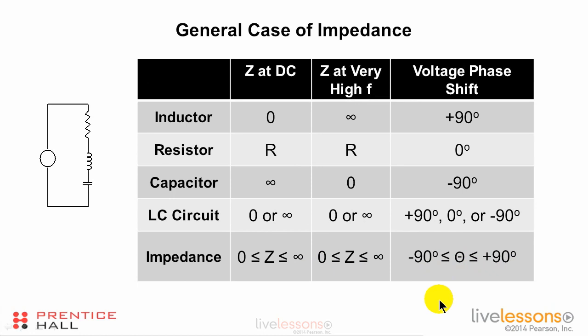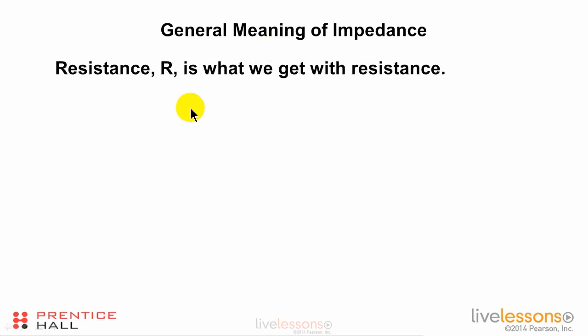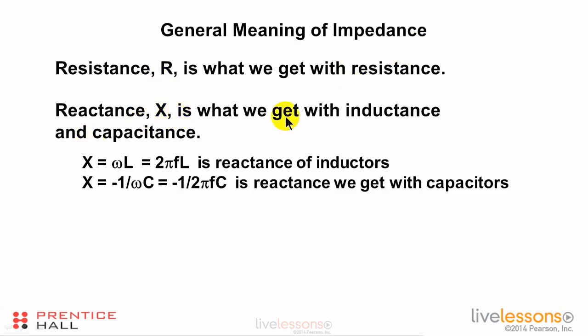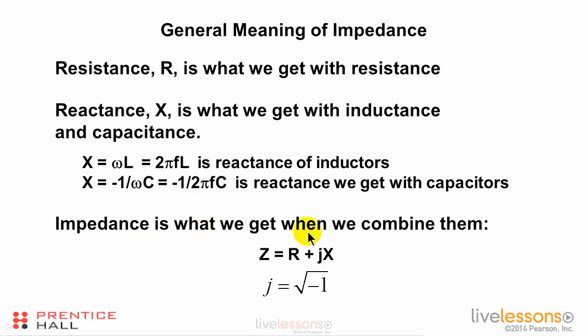And this is where it starts getting pretty complicated. The general meaning of impedance is this. Resistance, R, is what we get with resistance. Reactance, X, is what we get with inductance and capacitance. And we showed the two formulas for the reactance of an inductor and the reactance of a capacitor. Impedance is what we get when we combine them. And the combination looks like this. Impedance is resistance plus J times reactance, where J is the square root of minus 1.